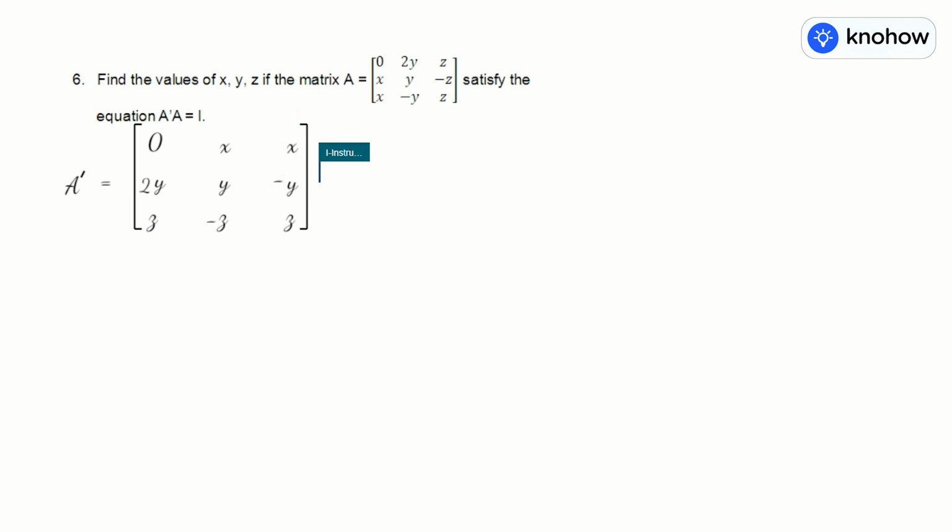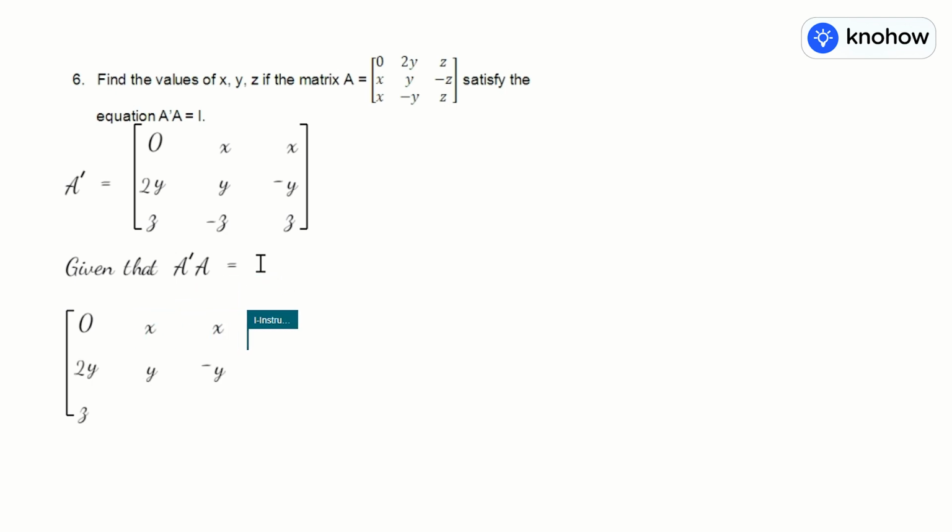And now what is given? Now it is given that A dash multiplied by matrix A is identity matrix. Substituting the values, what is A dash? A dash is 0, x, x, 2y, y, minus y, and z, minus z, z, multiplied with A. What is the value of A? 0, 2y, z, x, y, minus z, x, minus y, z equal to I, which in the next step I'll replace by it.